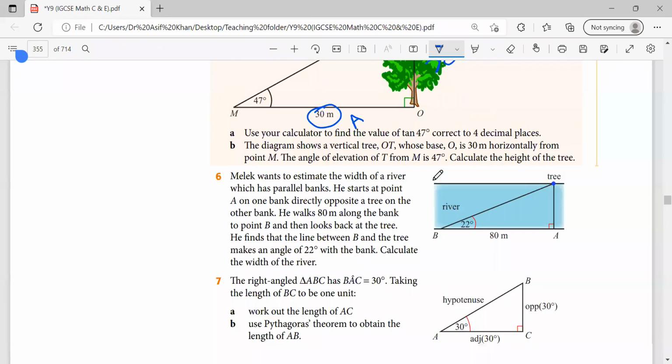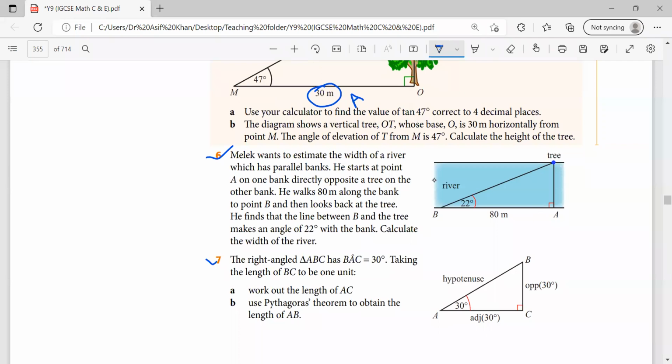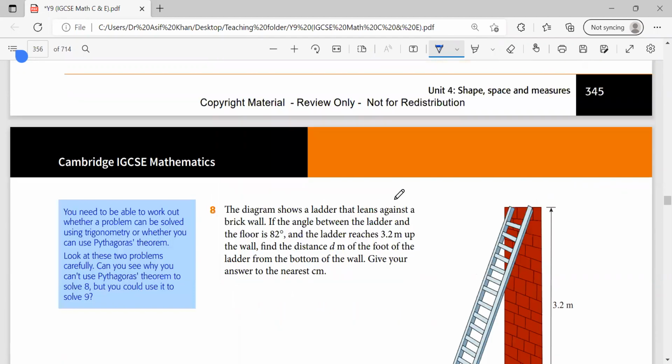Such types of questions, you can see question number 6, question number 7 also. You will have the right angle triangle. He can ask about the height of the tree. Like this one, you find the missing values by using the tan ratio.